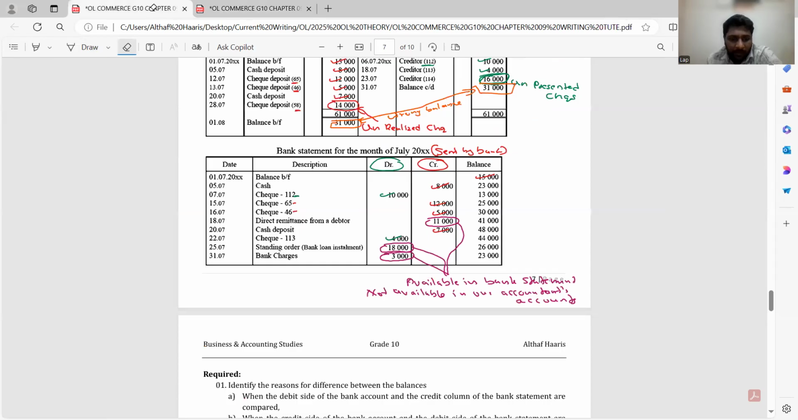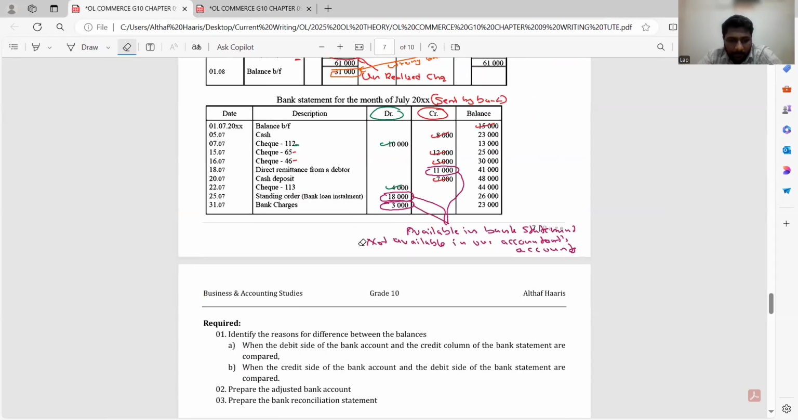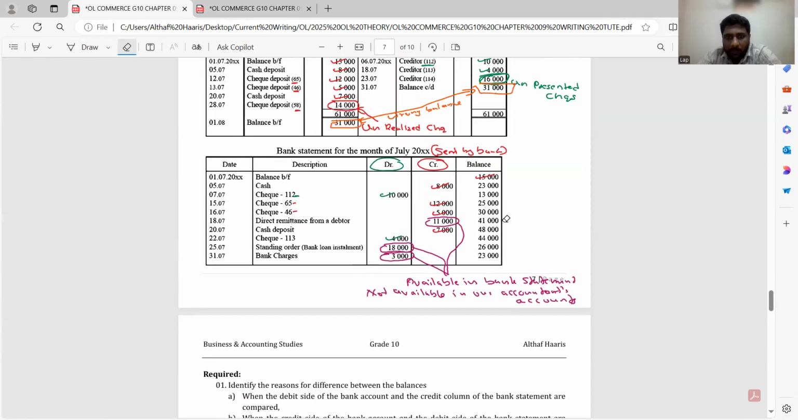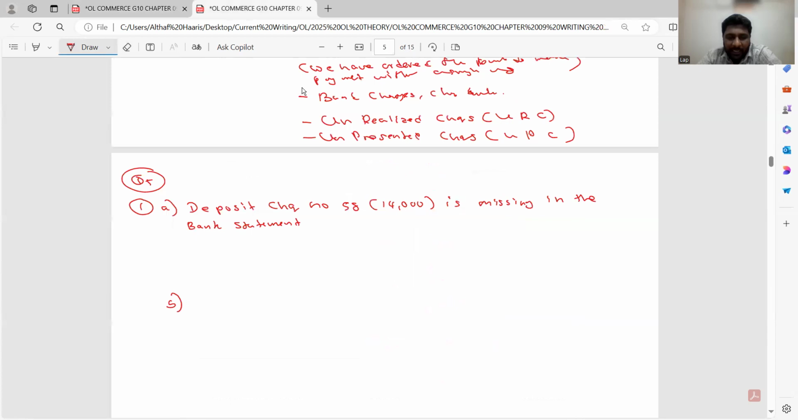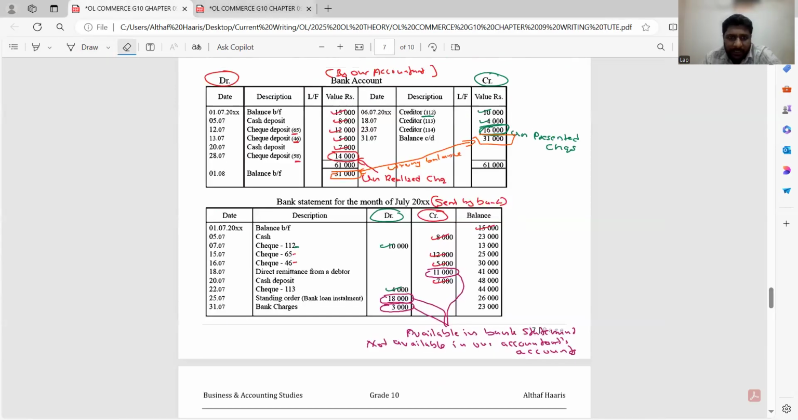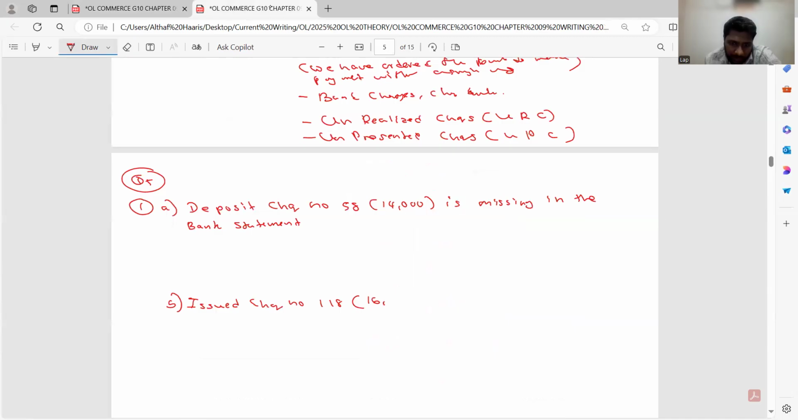Okay people, part B. Issued check number 114 is missing in the bank statement. Issued check number 114, 16,000 is missing in the bank statement.